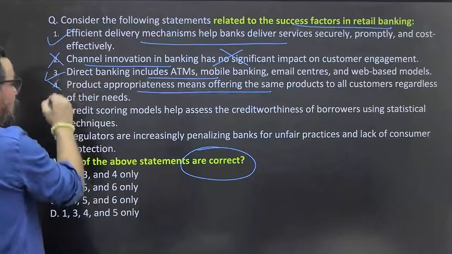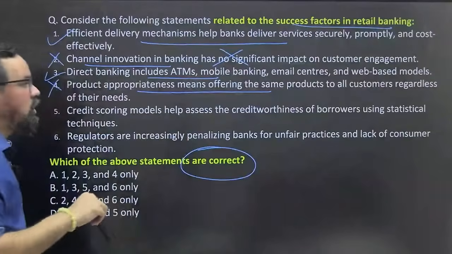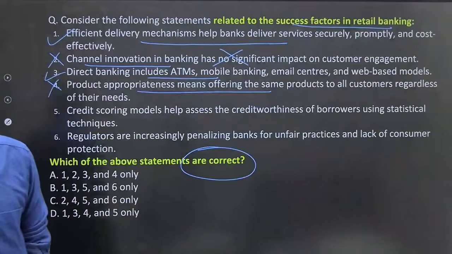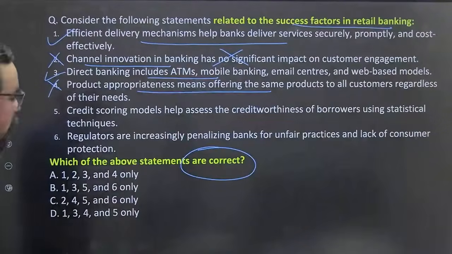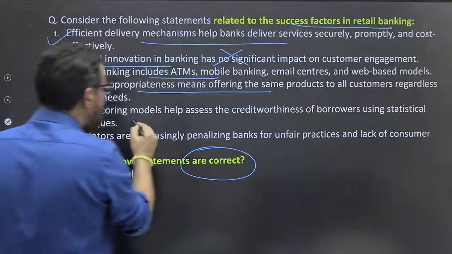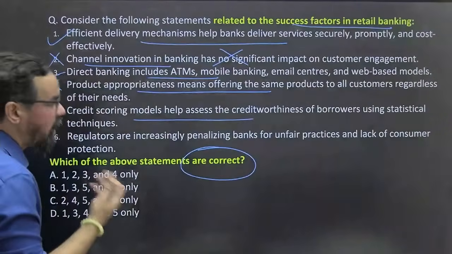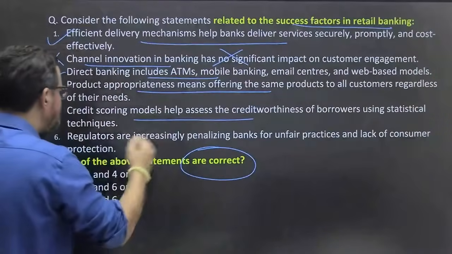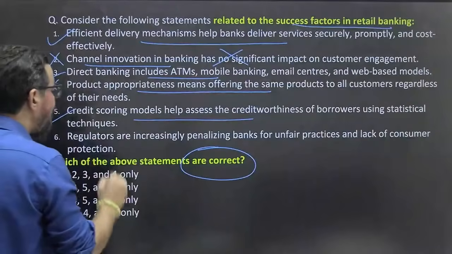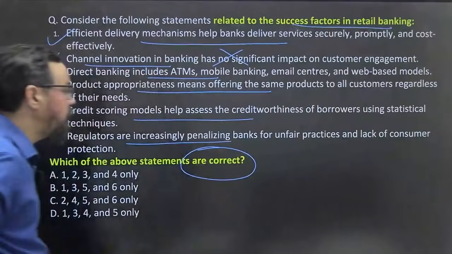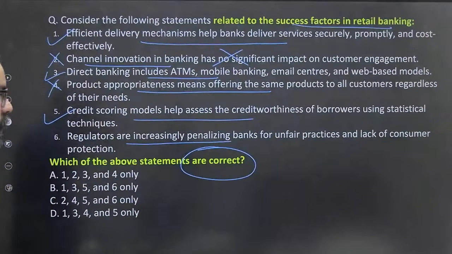No, this is not appropriateness. It should be specific product to the specific customers, right? Understandable. Next one: credit scoring model helps assess the creditworthiness of borrowers using statistical techniques. True. Regulators are increasingly penalizing banks for unfair practices and lack of customer protection. Statement 6 is again 100% true.